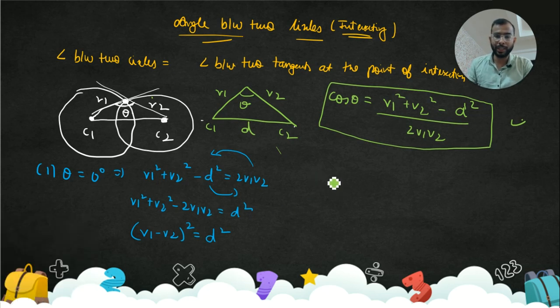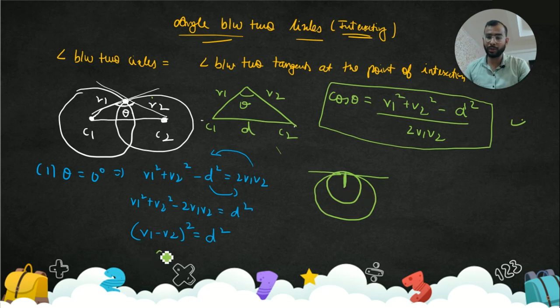So how will it look? It will look like this. This is the first circle, this is the second circle, and the distance between the two centers, modulus D is equal to modulus R1 minus R2.